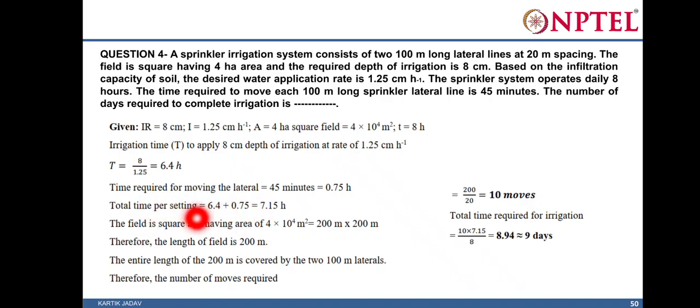Now field is square and having area of 4 into 10 to the power 4 meter square. So it is almost equal to 200 by 200 meter. Therefore total length of field is 200 meter, and the entire length of 200 meter is covered by 200 meter laterals. Therefore number of moves required is equal to 200 divided by 20, right? That is total 10 moves. Now total time required is equal to 10 moves into 7.15 divided by 8. So that is equivalent to 8.94, and it equals to 9 days.